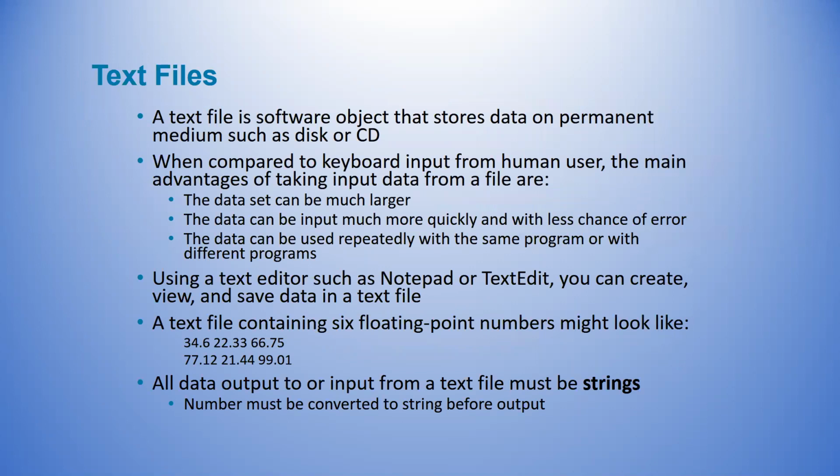So a text file is a software object. It's an object that stores data on a permanent medium, such as a disk or CD or flash drive. When compared to keyboard input from a human user, the main advantage of taking input data from a file is that you can immediately get input instead of asking the user to type one by one. So we don't have to talk about that.